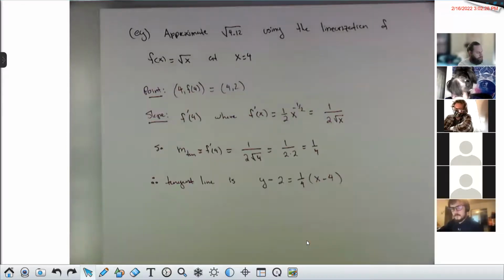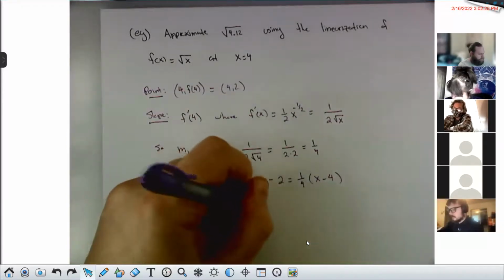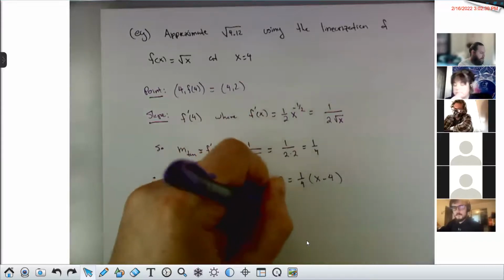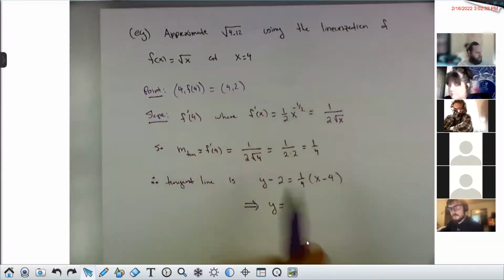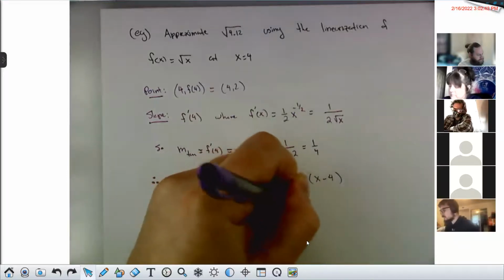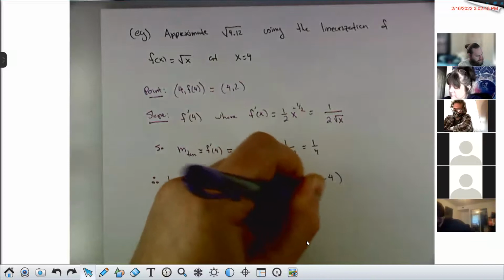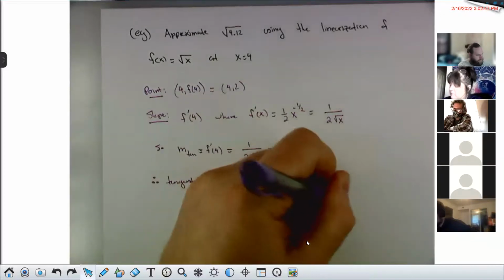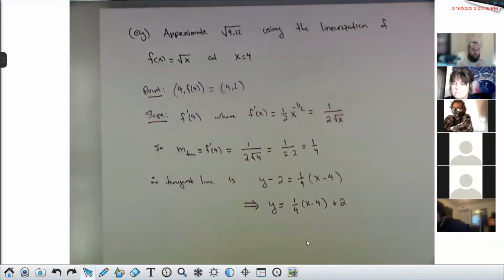And I need to solve this for y. I like to leave it in, I don't like to distribute this, and you'll see why in just a second. So don't distribute the 1/4. And in general, when solving these problems, don't distribute the m. Just leave this as 1/4 times x minus 4 plus 2.